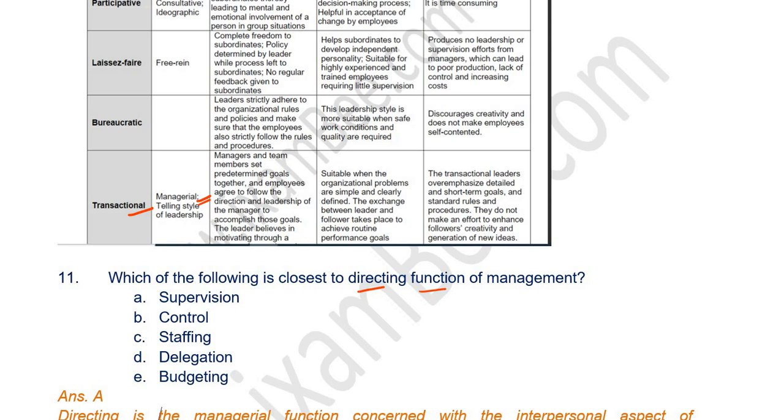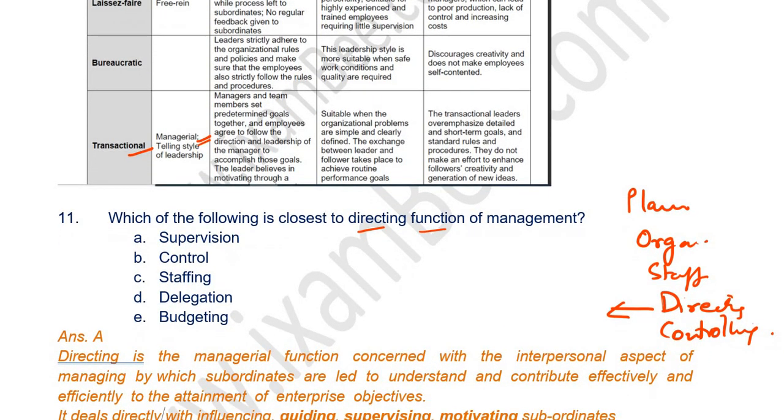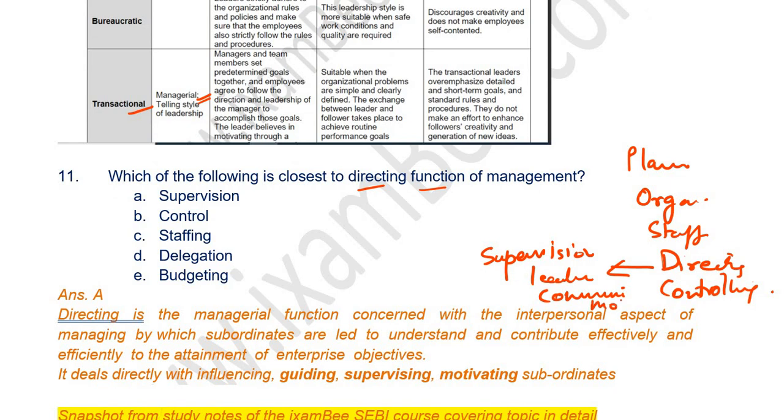Moving on to the next question: which of them is the closest to the directing function of management? There are 5 functions. We start with planning, then organizing, then staffing, then directing, and then controlling. These are the major 5 functions of management. So directing function is related to what? A good reading of the directing function would tell you that here the efforts of subordinates are directed towards the accomplishment of goals. It involves 4 aspects: supervision, leadership, communication, and motivation.